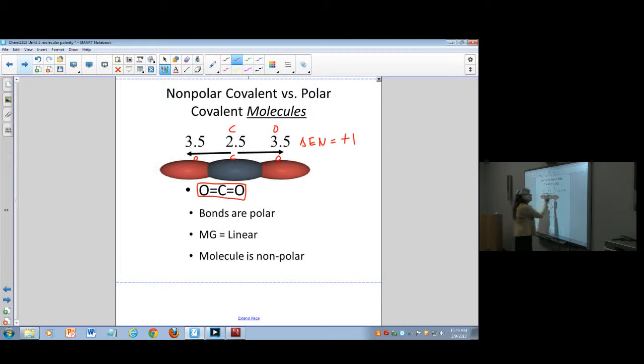But this 1 means that there's a pole. There's a pole towards the oxygen and away from the carbon. And the same thing is happening on this side. So I get a 1 here countered by a 1 over there. And so what happens is, even though the bonds are polar, the molecule is nonpolar. Now, why is that? Mostly because the molecular geometry is linear. The molecular geometry is linear.